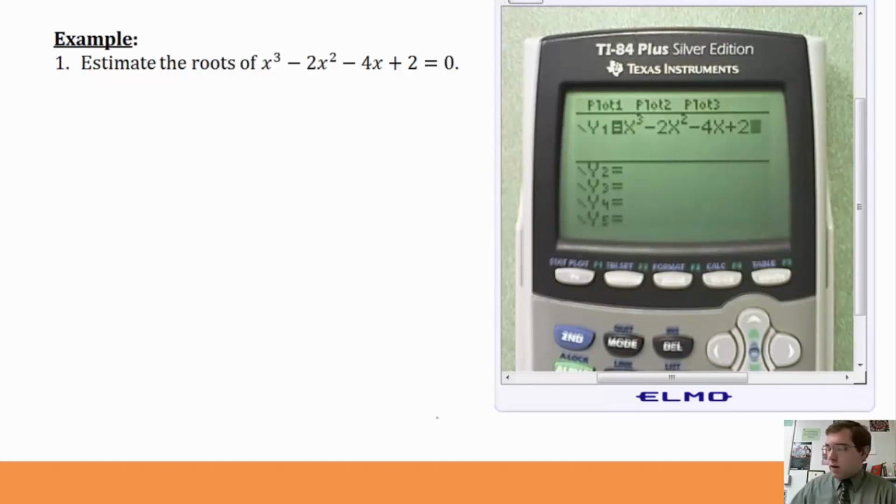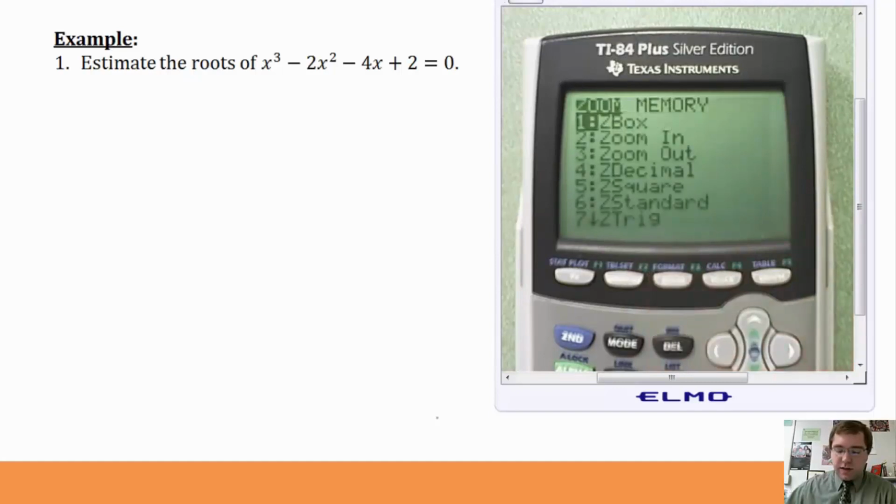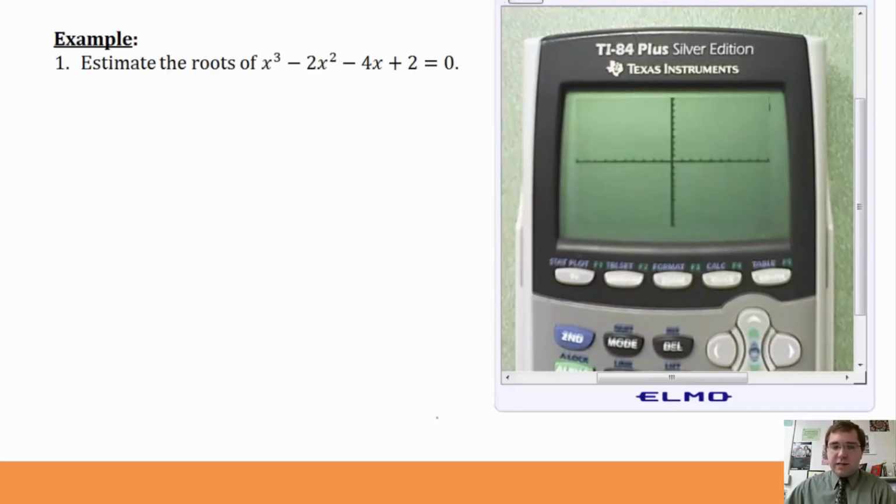Okay? I'm going to go to zoom, which is the middle button here. I'm going to choose number 6, zoom standard. So I can scroll down to number 6, or I can just type the number 6, hit enter. That sets my window to be negative 10 to 10 on the x-axis and negative 10 to 10 on the y-axis. And that is enough generally to see all of my roots. I know this is a cubic equation. I know it should have 3 roots. I see 3 places where it crosses the x-axis, I mean 3 x-intercepts. That means all 3 of my roots happen to be real numbers, so I can find them.